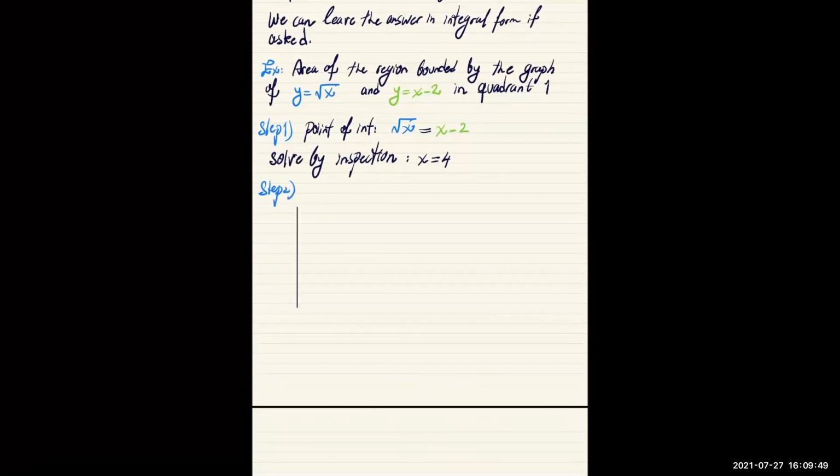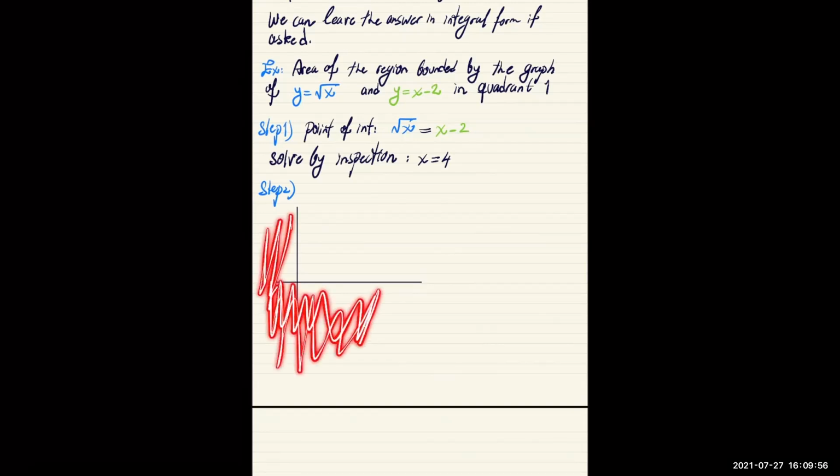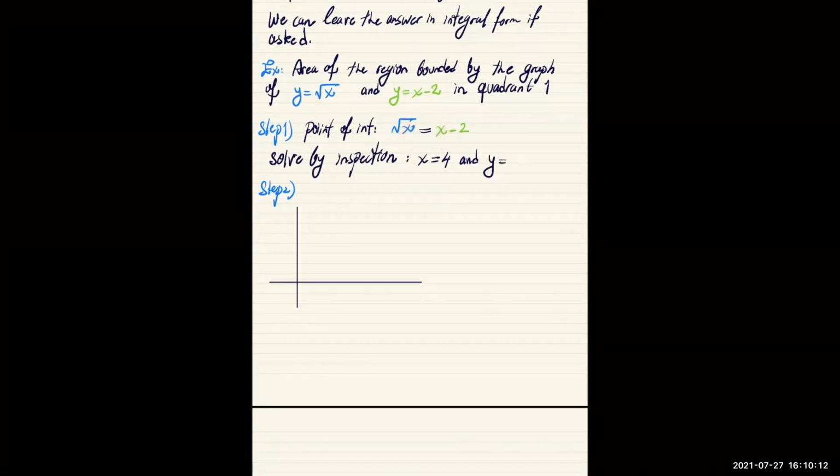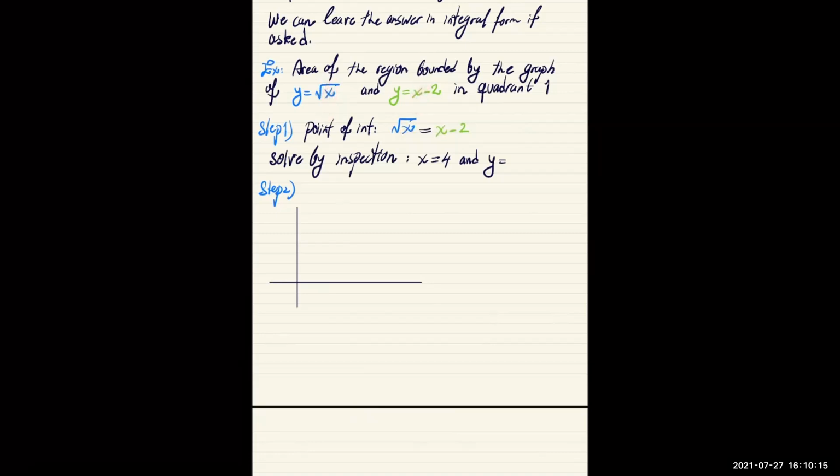And it's in quadrant 1. So I don't care about this part of the plane. Okay, graph the square roots. And by the way, you could get the y values. So x is equal to 4. And here y is equal to, plug 4 into here or here. It doesn't matter. Either way, you get 2. Okay, so (4, 2) is the point of intersection.